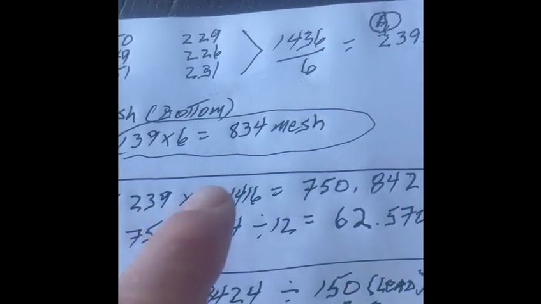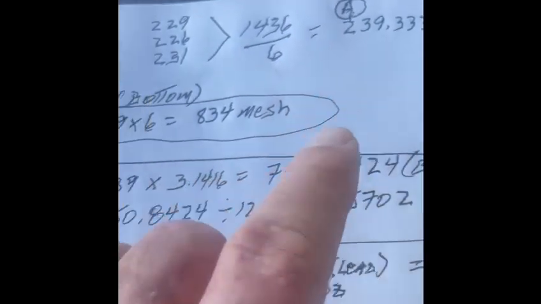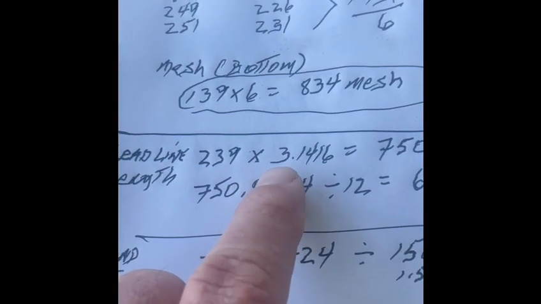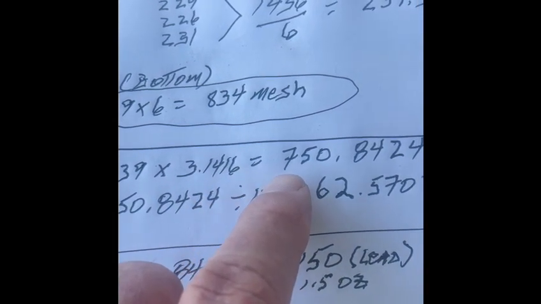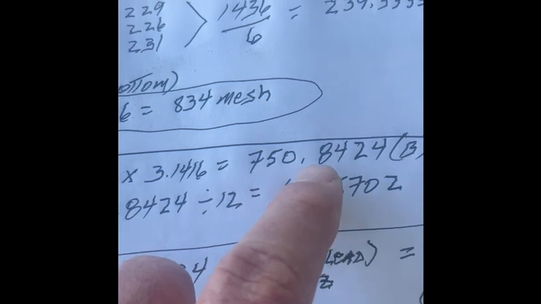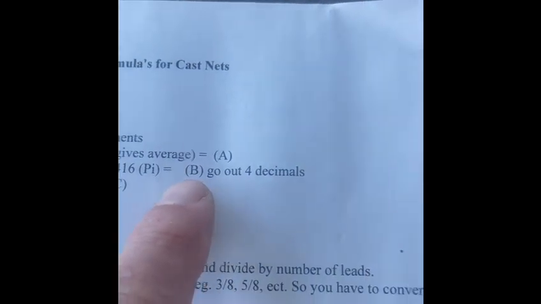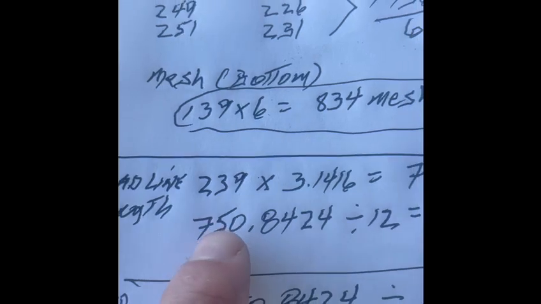What we're going to do is figure out the length of lead line that we need to cut. So we take this number, A, 239, we multiply it by pi, 3.1416, go out 4 decimals, 750.8424, which would give you B. You look at this, B.